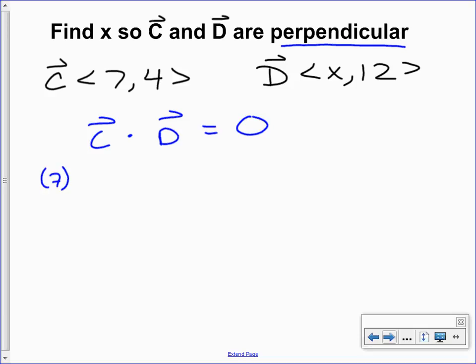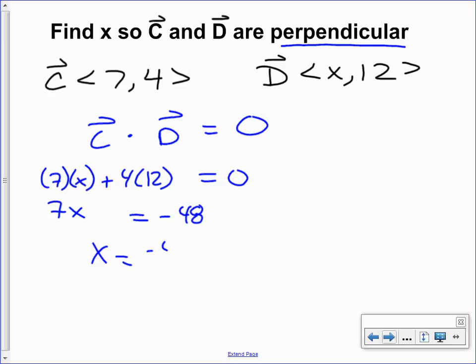Therefore, 7 times x plus 4 times 12 is 0. 7x is equal to negative 48. So x is negative 48 over 7. You can have that? Yeah, you can.